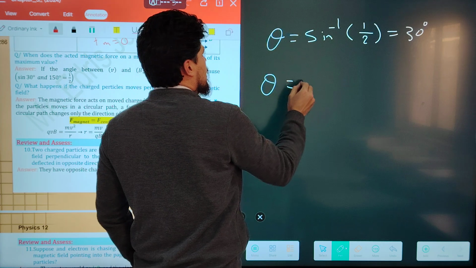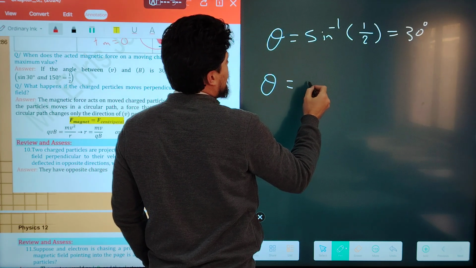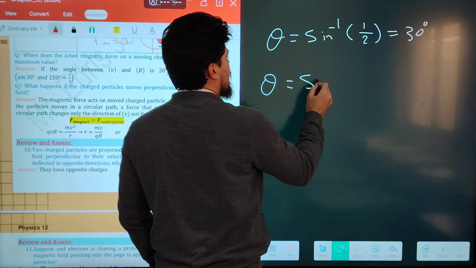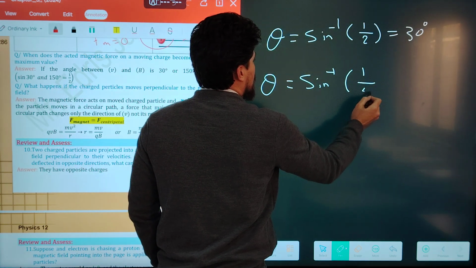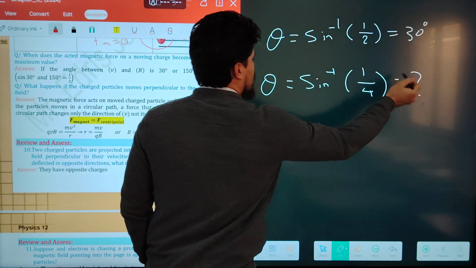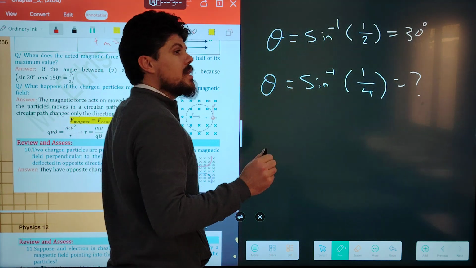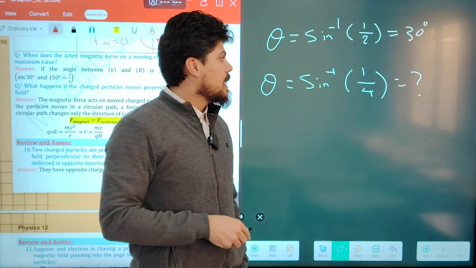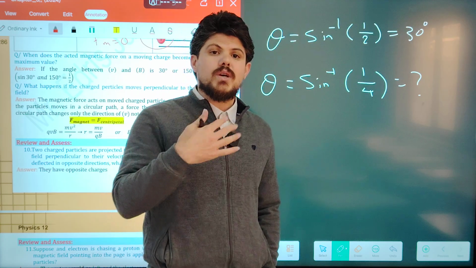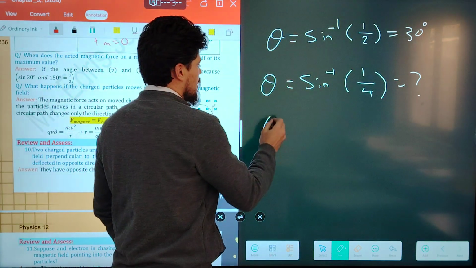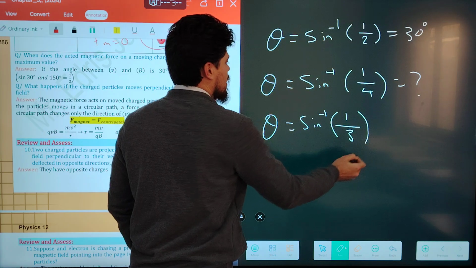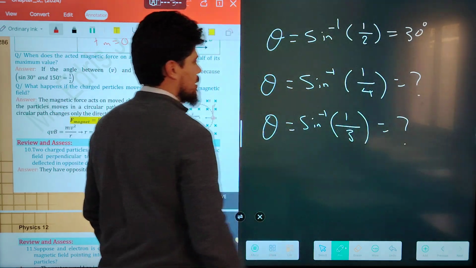Okay? So when does the magnetic force become a quarter of its maximum value? Sine inverse of a quarter is equal to something by calculator. When does the magnitude of the magnetic force become one third of its maximum value? Theta is equal to sine inverse of 1/3, which is equal to something.